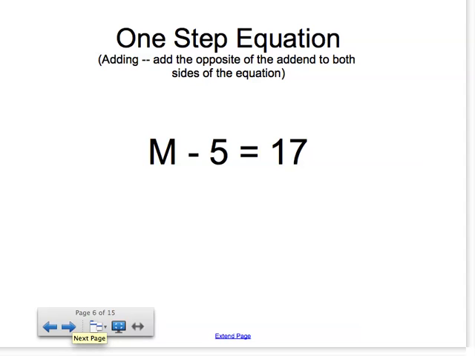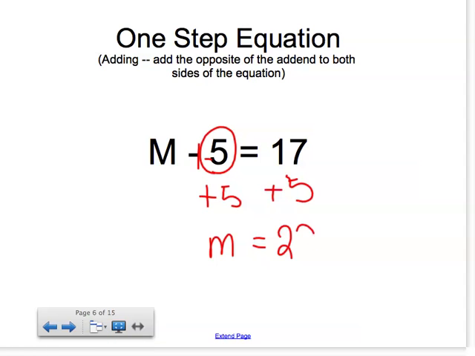So, for instance, here we keep, change, flip, right? Keep, change, flip. We know that our addend is -5, so we add the opposite of it to both sides. The opposite of -5 is +5. Okay, we're left with just an m on the left side of the equation, and then 17 plus 5 will land us at 22. Okay, so that's how you solve a one-step equation. You just add the opposite of the addend to both sides of the equation. Pretty simple.